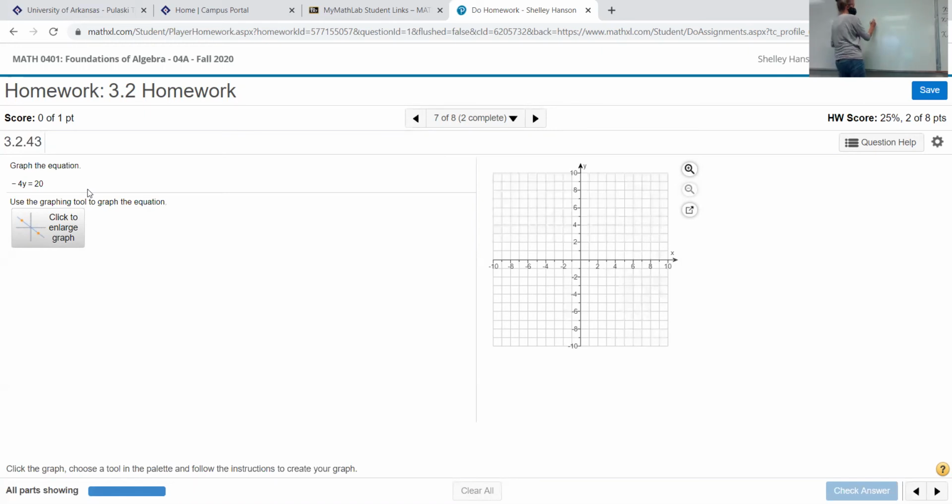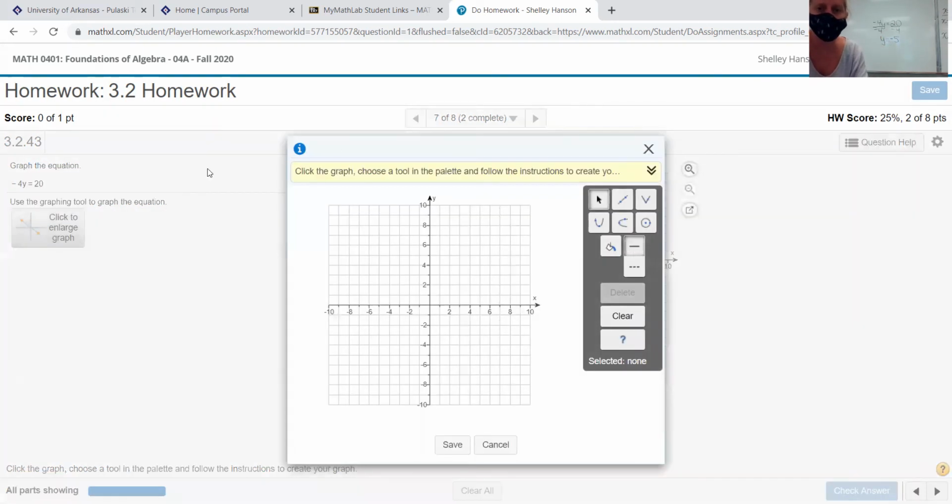Well, if negative 4y equals 20, I can find out real quick what y equals by dividing both sides by negative 4, since that negative 4 is hooked on. So I have y equals negative 5. So now I know what y equals. Since this one doesn't have an x involved, it doesn't care what x is. As long as your y is negative 5, you're a point on the line.